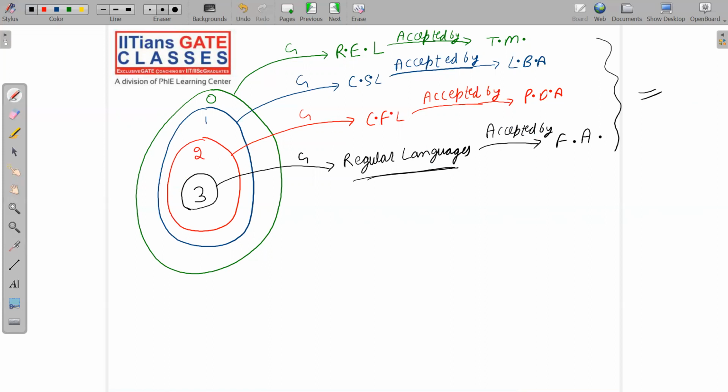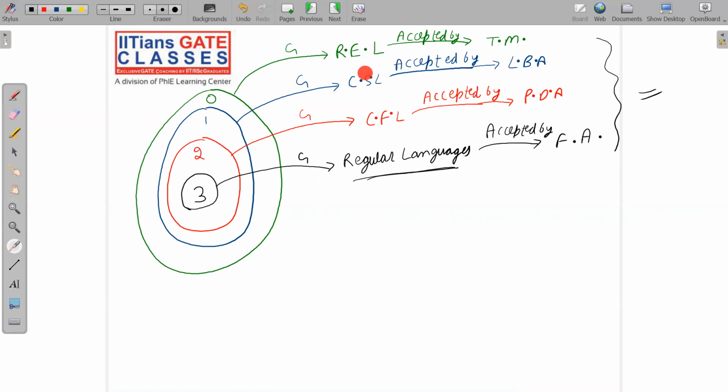Please note it down so that you can remember. Otherwise, you will forget everything. So if anyone says define regular language, you will say that a language is said to be regular if and only if there exists a type 3 grammar generating it, or you can say there exists a finite automaton accepting it. Similarly, a language is said to be CFL if and only if there exists a type 2 grammar generating it, or there exists a PDA accepting it.